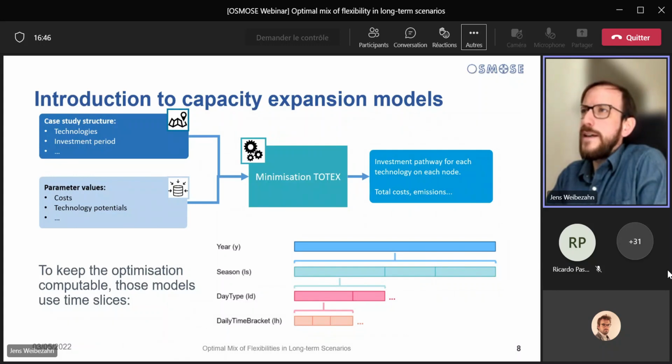So we have the case study structure, so the technologies that we want to include into our scenarios, and also the investment period. We have a lot of parameter values like costs, technology potentials, and so on. And because this obviously is a very complex problem, what these capacity expansion models usually do is that they use only specific time slices. So they don't break this down to every single hour of all the years that we are considering, but we're just looking at a couple of time slices that are taken out that should be as representative as possible.